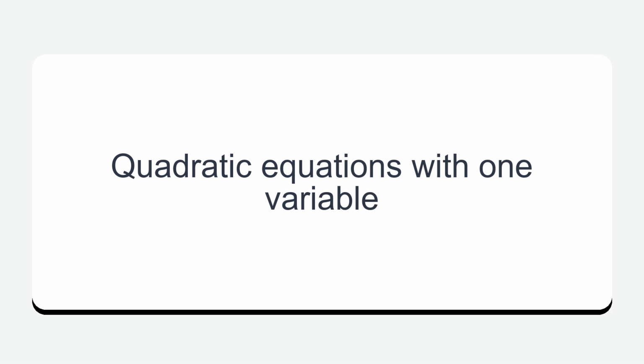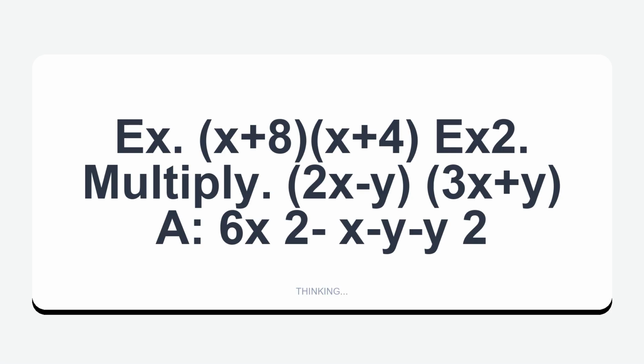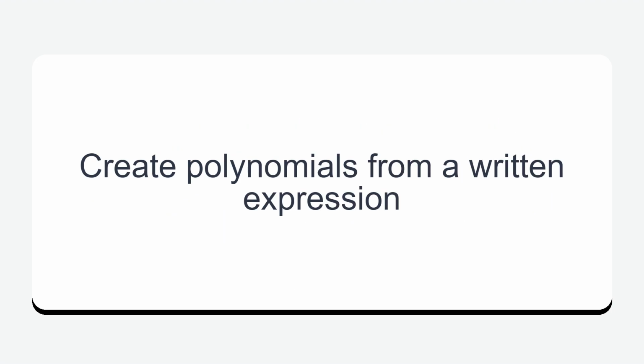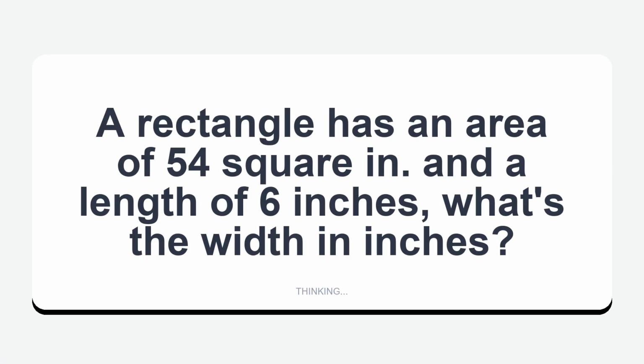Quadratic equations with one variable. (x + 8)(x + 4), x^2, multiply, 2x, y, 3x + y, 6x^2, xy^2. Create polynomials from a written expression. A rectangle has an area of 54 square inches and a length of 6 inches. What's the width in inches? A. 9. Find solution.